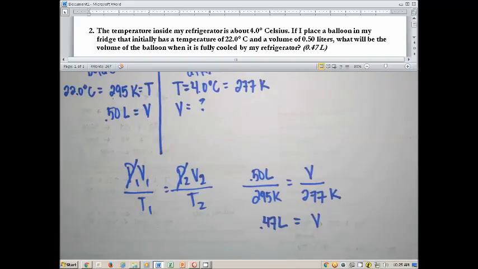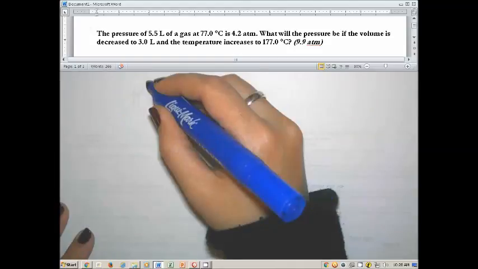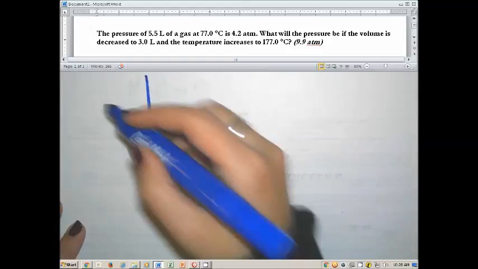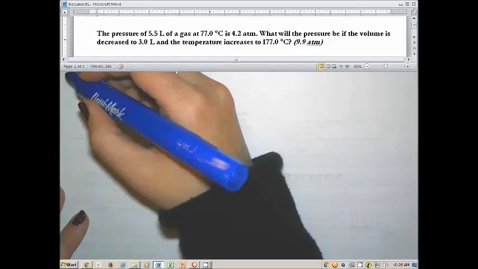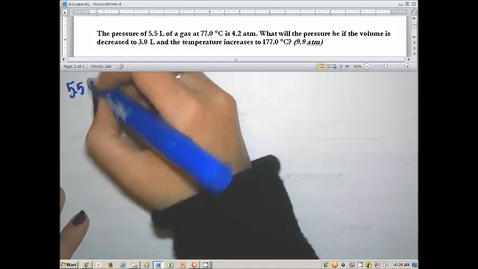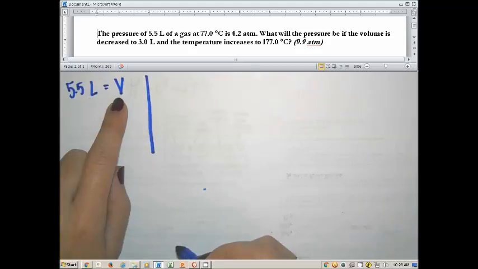So we're going to go on to the next problem. Alright, we have one more problem here, and this problem is about the pressure of a gas and what it will be if the volume is changed and this time the temperature is changed too. So I'm still going to set myself up with kind of a before and after column. And so before, I'm going to say that I have a pressure of something else. The liters tells me it's volume. 5.5 liters of a gas.